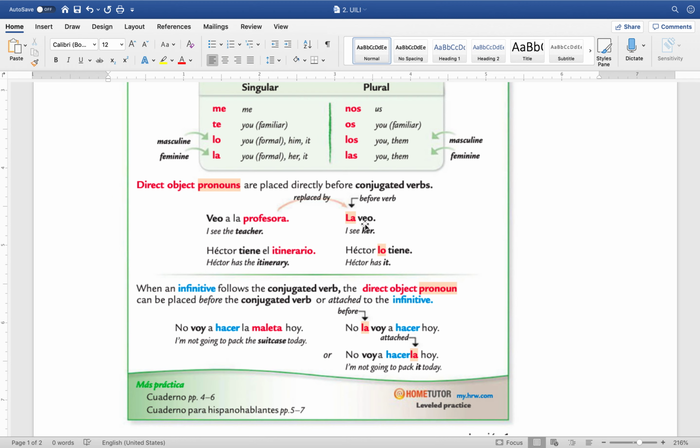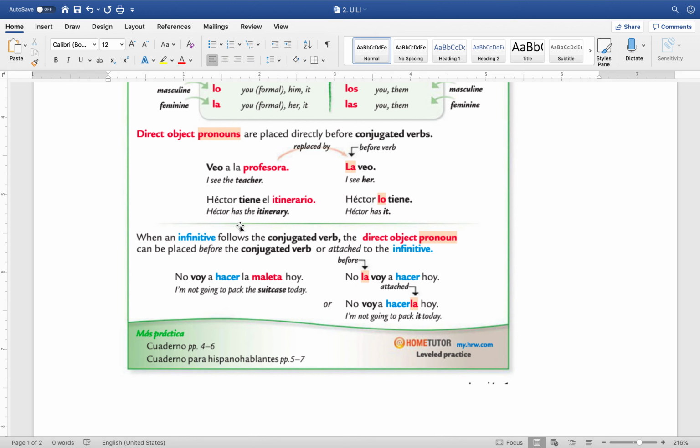Now, when there are two verbs involved in a sentence, you do this a little bit differently, all right? For example, in this case, I have: no voy a hacer la tarea. So I have one verb here and another verb here. But the second verb, you see how it's not being conjugated? When you are in a situation like that, right? No voy a hacer la maleta hoy. So, first of all, let's see what you're going to replace here. I'm not going to do the suitcase today.